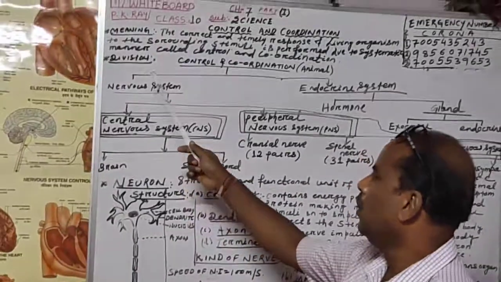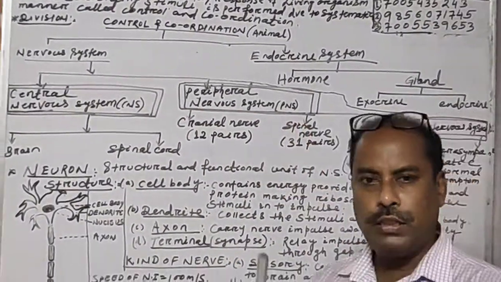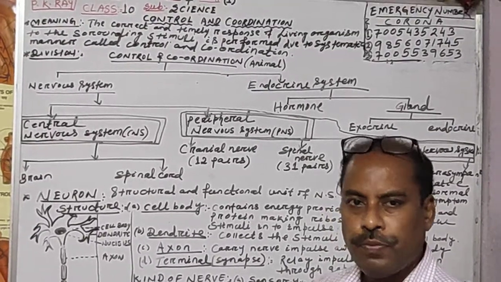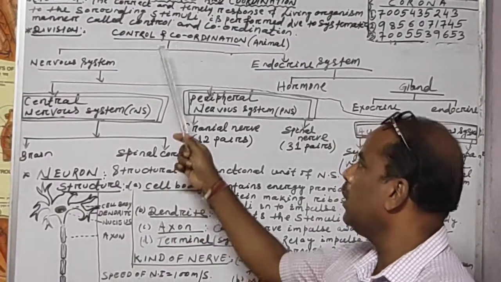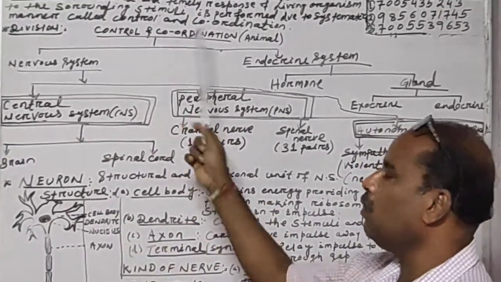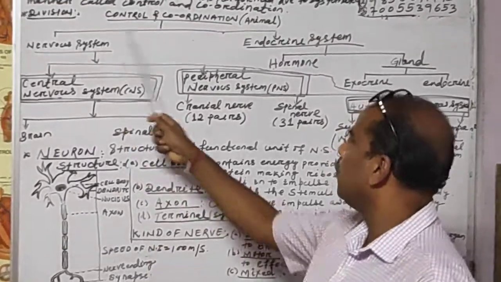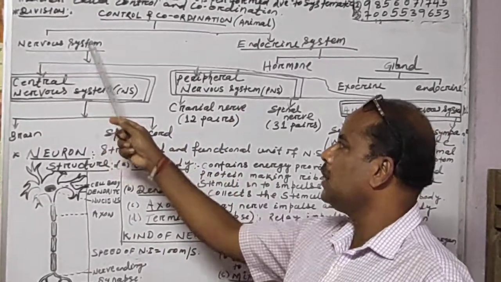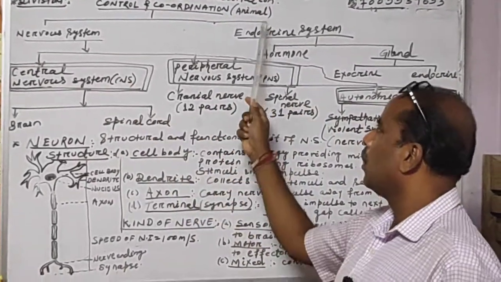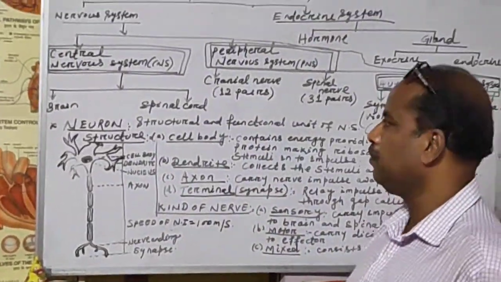Let us come to the division of control and coordination in animals. Control and coordination is seen in plants as well as in animals. Today we will discuss control and coordination in animals. Let us see what the different parts are. The control and coordination in the body of animals is done by two systems, known as the nervous system and the endocrine system. Both these systems combined cause the control and coordination in animals.